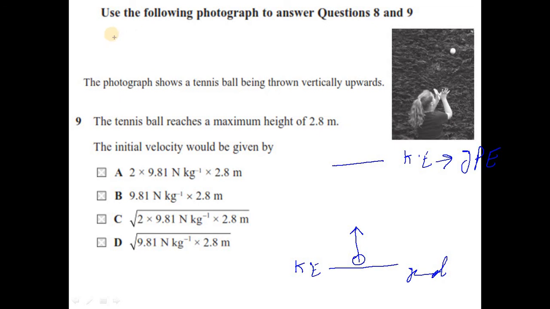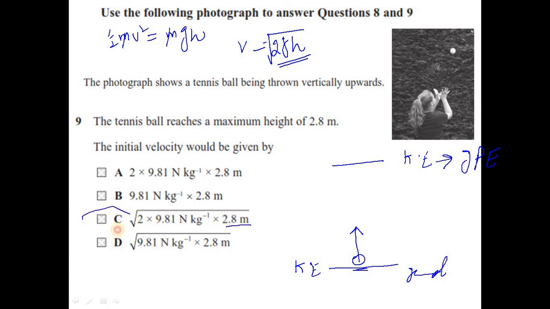So you can say that half mv squared is equal to mgh, and cancel m. If you make v the subject, v is the velocity given to the object at the ground. So v is the square root of 2gh. If you substitute all the numbers here, 2g and h, your option is C.